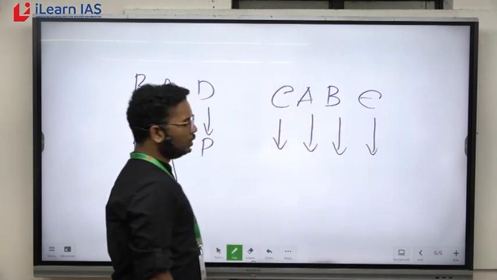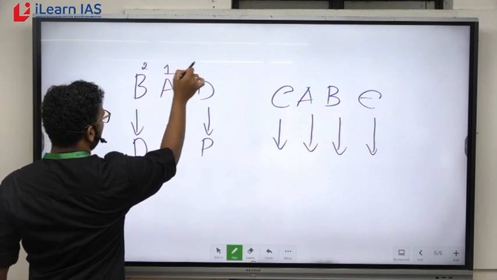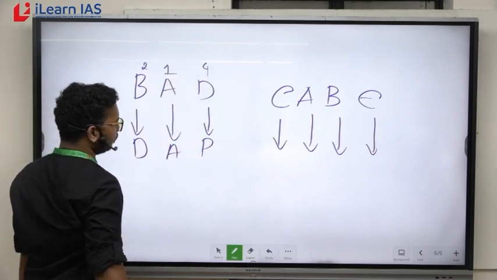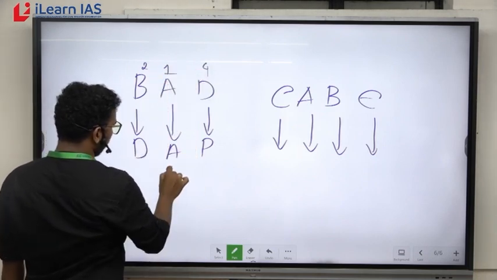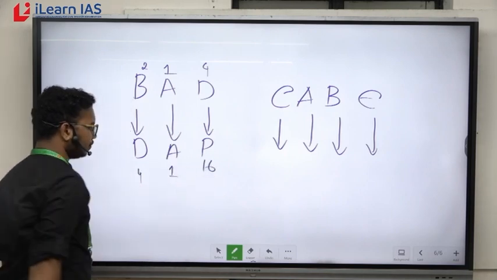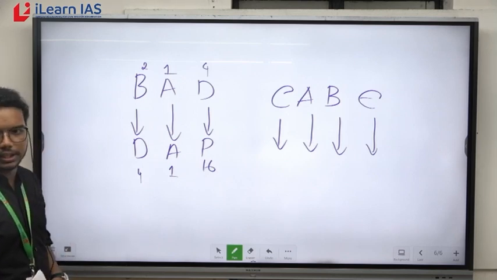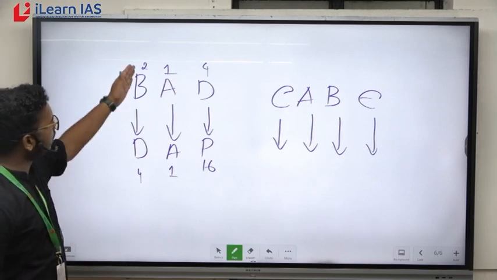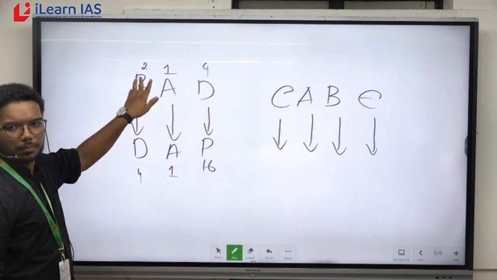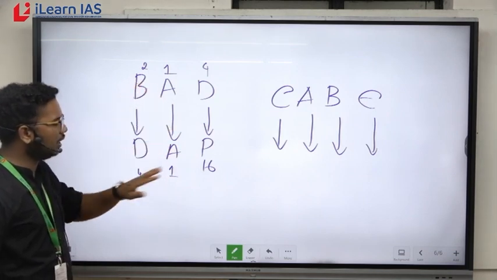Let's look here. The value of B is 2, A is 1, D is 4, P is 16. So, what is the relation? They have taken the square of the numbers or the values of the alphabets and replaced it with the squares.